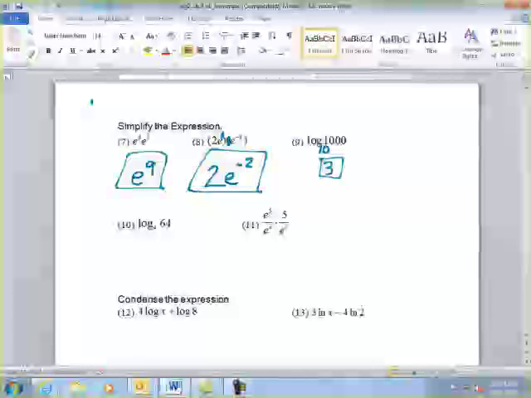When we evaluate a log, it's asking the base to what power gives us this answer. So 10 to what power is 1,000? 10 to the third is 1,000. Now because I went to base 10, we can just put that in the calculator, but number 10 is not a base that we can just plug in the calculator.